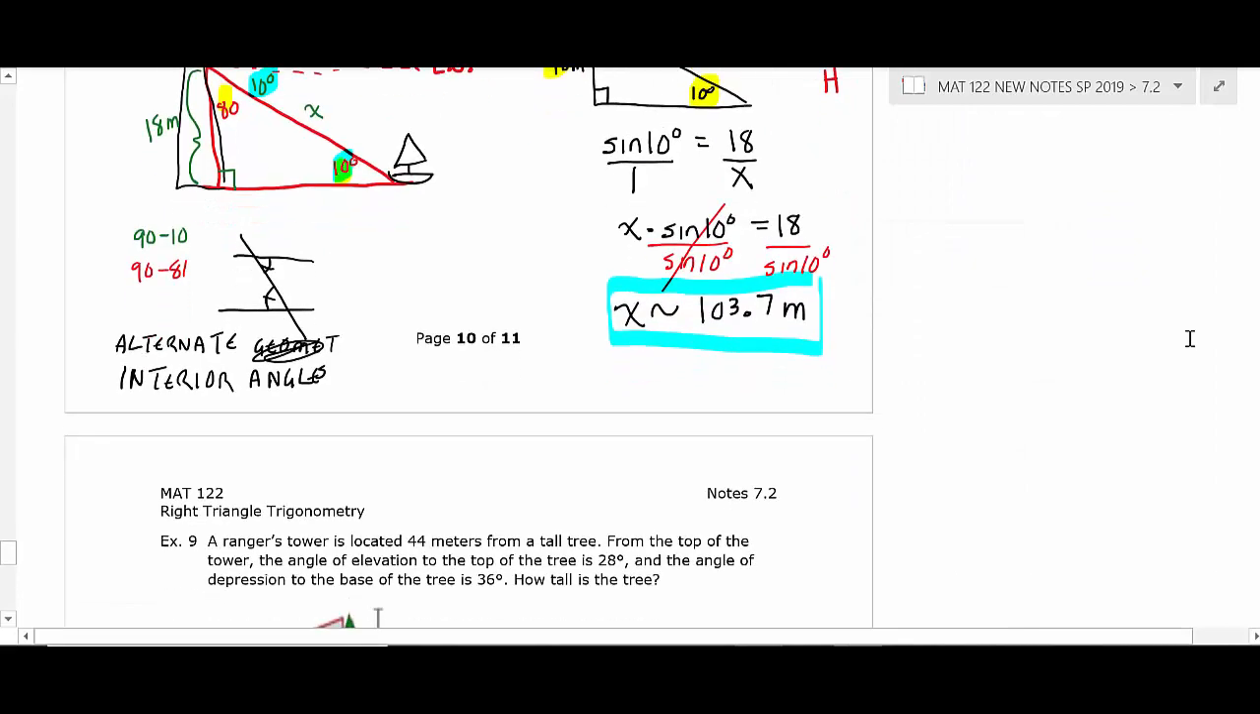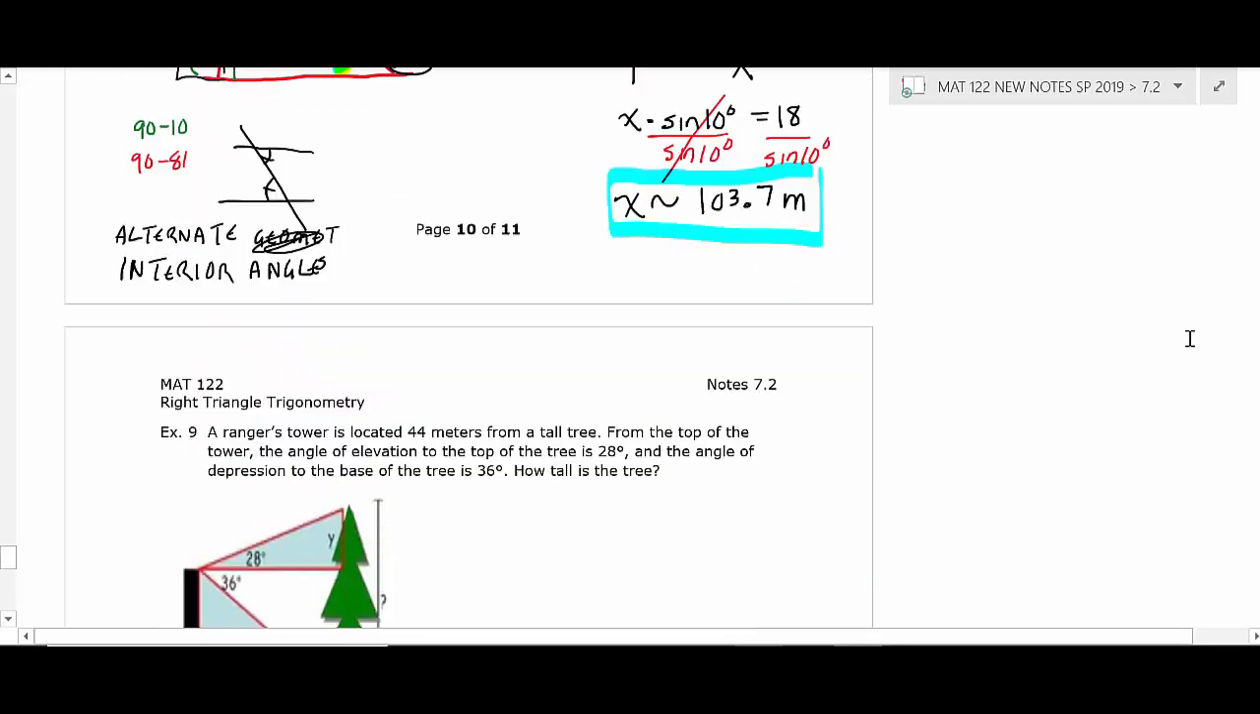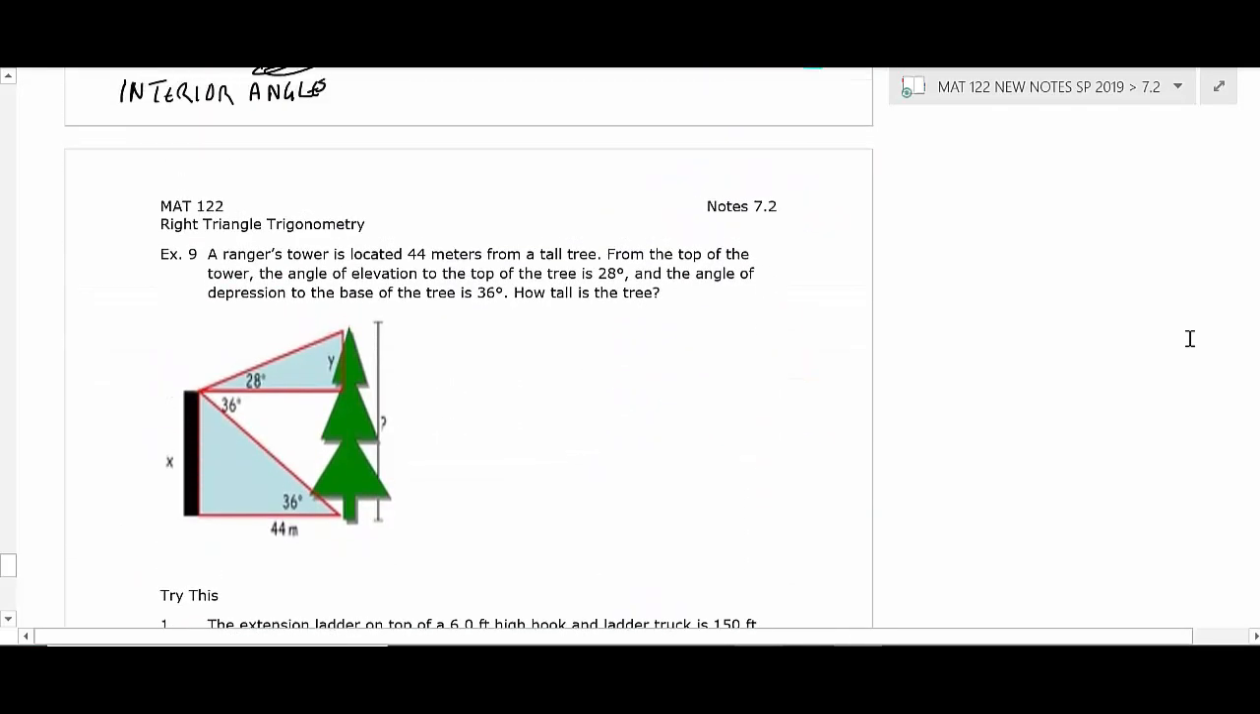I'm going to go to this last page. What I'm going to do is one more example, and then I'll let you finish up by doing one yourself. So let's read this. We have a ranger's tower located 44 meters from a tall tree. So that's the ranger tower.